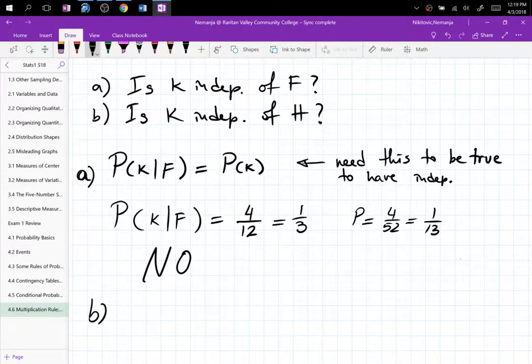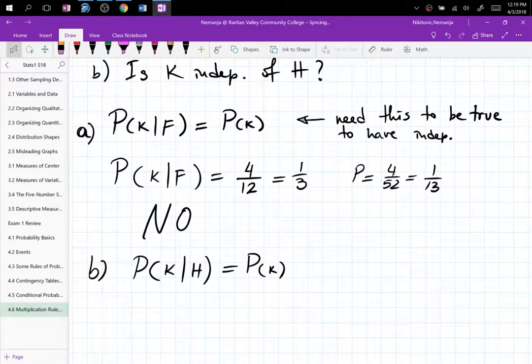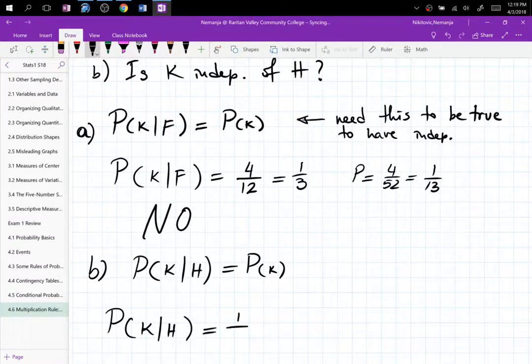Let's take a look at B. What do we need? Picking a king out of hearts, so given hearts, needs to be the same as picking a king. So the probability of king out of hearts, there is a 1 in 13. Because, well, actually, let's just write everything. So there are 4 kings, and there are 13 hearts, right? There are 4 kings. No, given hearts, there is 1 king. Sorry. There's 1 king given hearts.